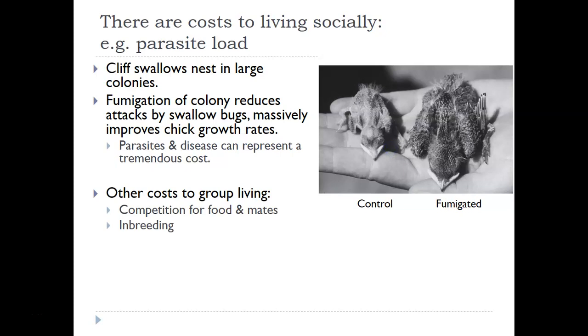There are other costs to group living that we've discussed, and we kind of discussed them in reverse. We were talking about what are some of the benefits of dispersal, but the benefits of dispersal are kind of the costs of staying behind.